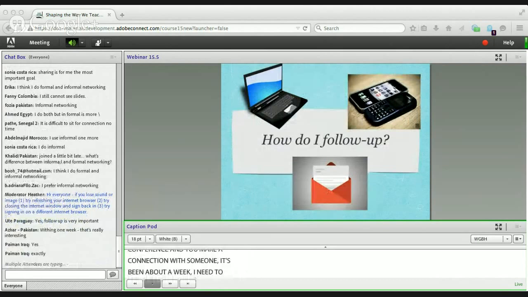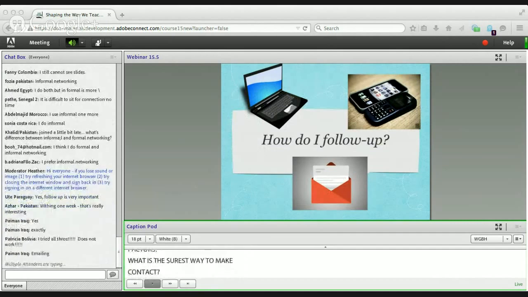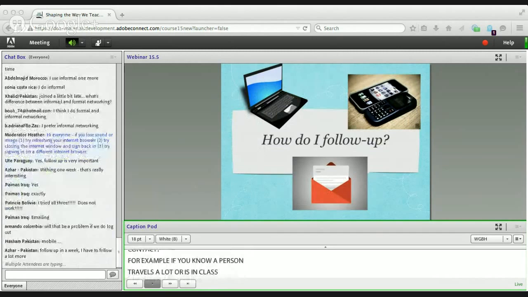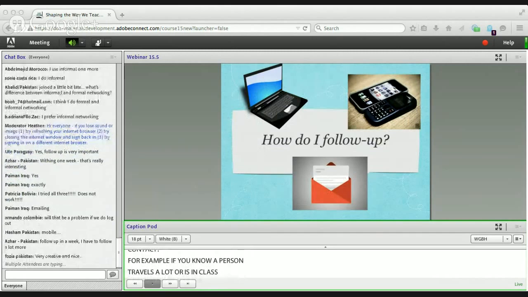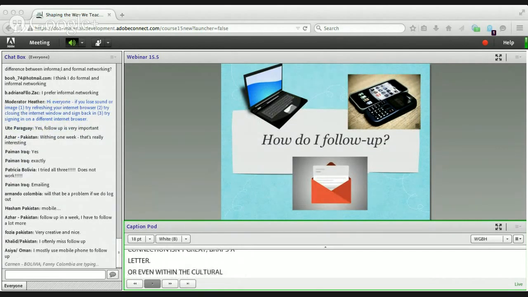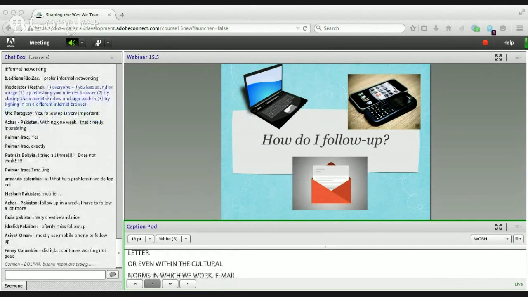I think that this can be based on 2 factors. The first is, what is the surest way to make contact? So for example, if the person travels a lot or is in class all day, email might be best. If, however, the internet connection is not so great, then maybe a letter is better. The second factor is the level of formality you feel is necessary, or even the cultural norms within which you work. Email writing can sometimes lead us to be more informal. Or I know I've worked in places where a phone call would be more appropriate due to cultural expectations.